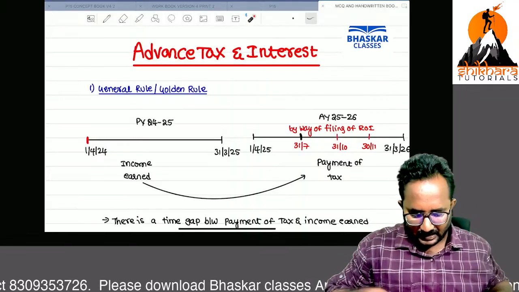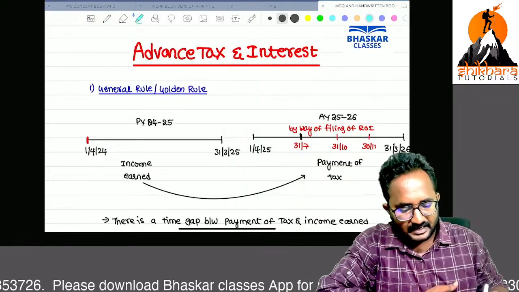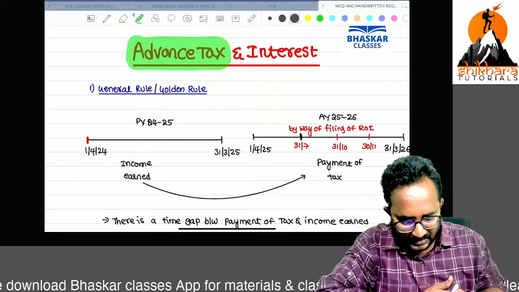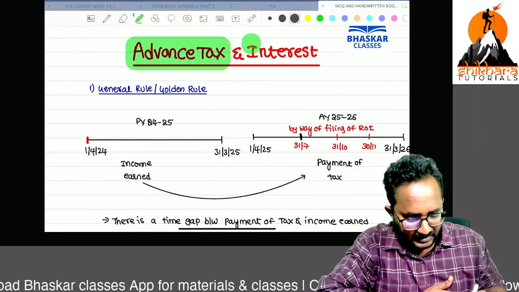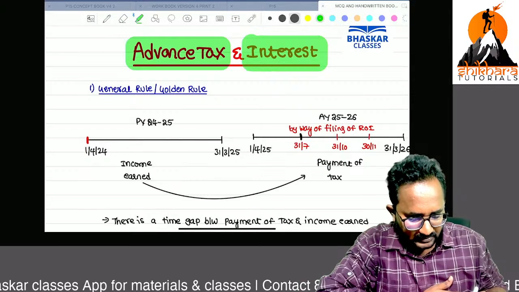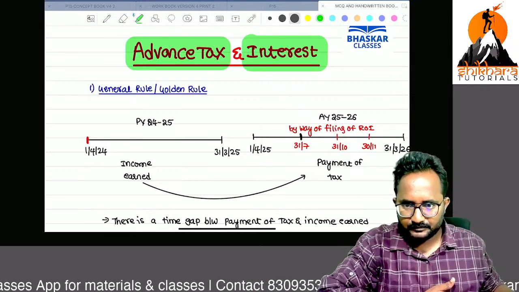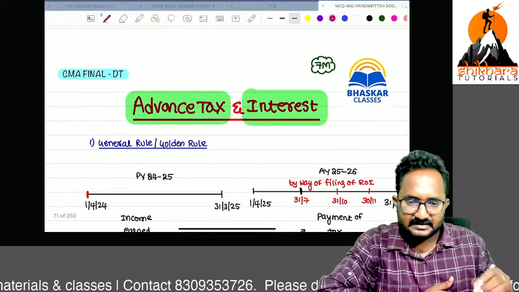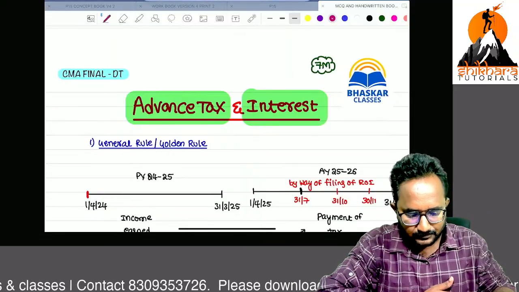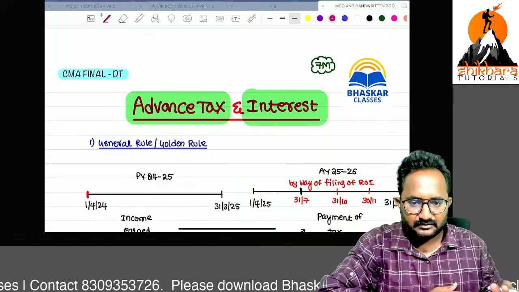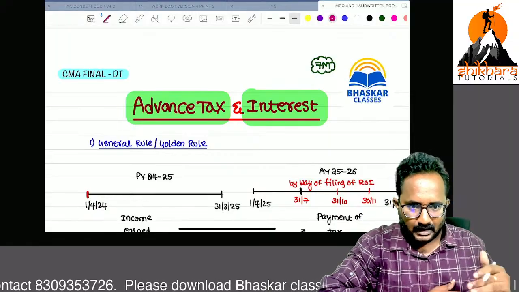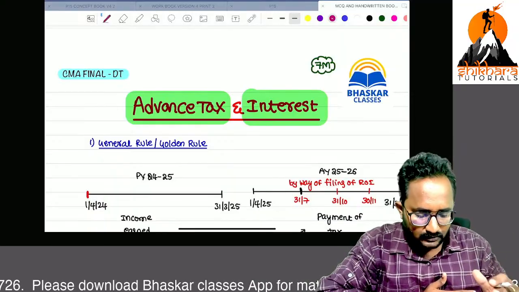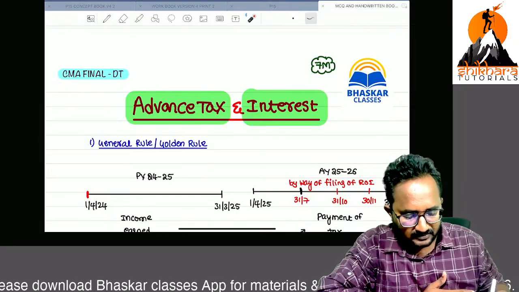Now, in today's revision class, we will cover one A category topic, that is advance tax and interest. Remember, from this we can get one descriptive practical question, along with that they can give one MCQ also. On average we can get 7 marks from this chapter.